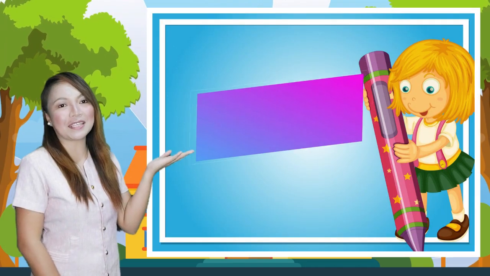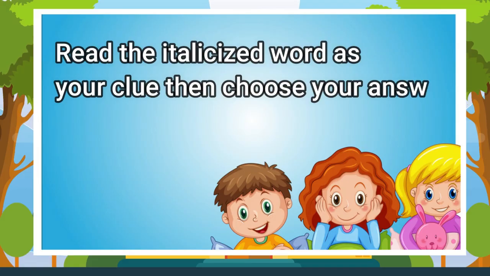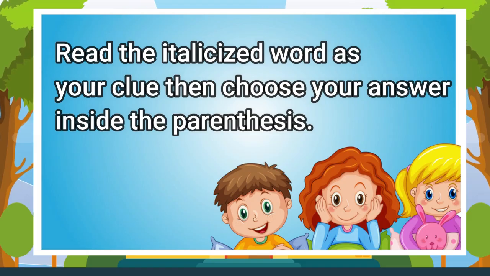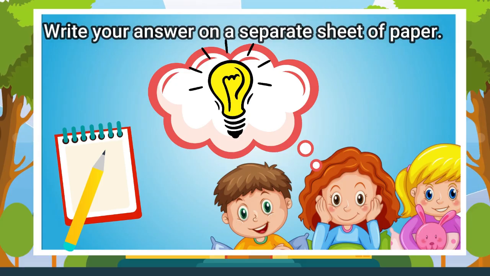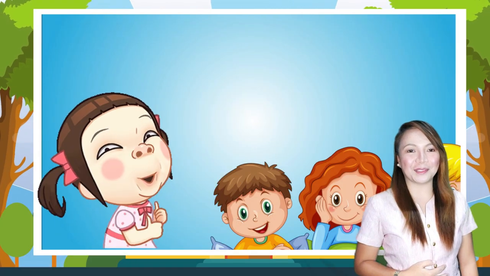This is activity number 1, riddle time. Direction. Read the italicized word as your clue, then choose your answer inside the parentheses. Remember, you have to write your answer on a separate sheet of paper. Let's start with number 1.